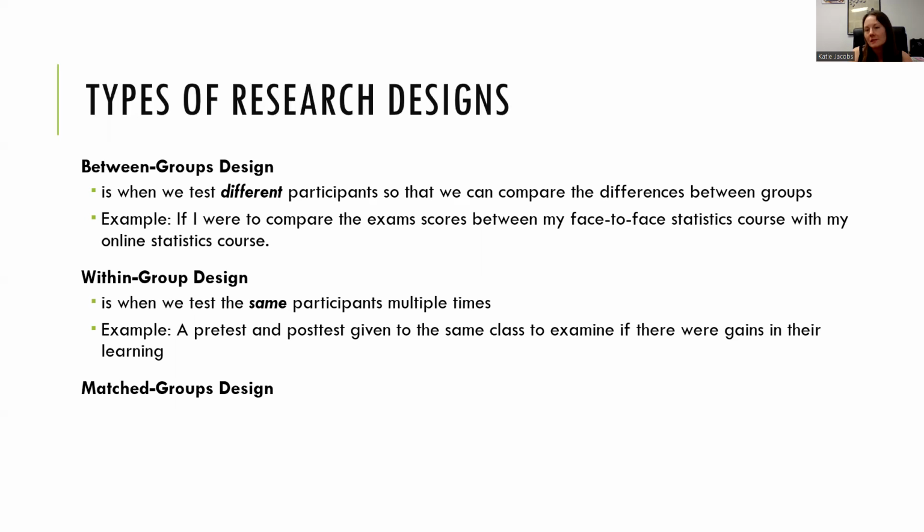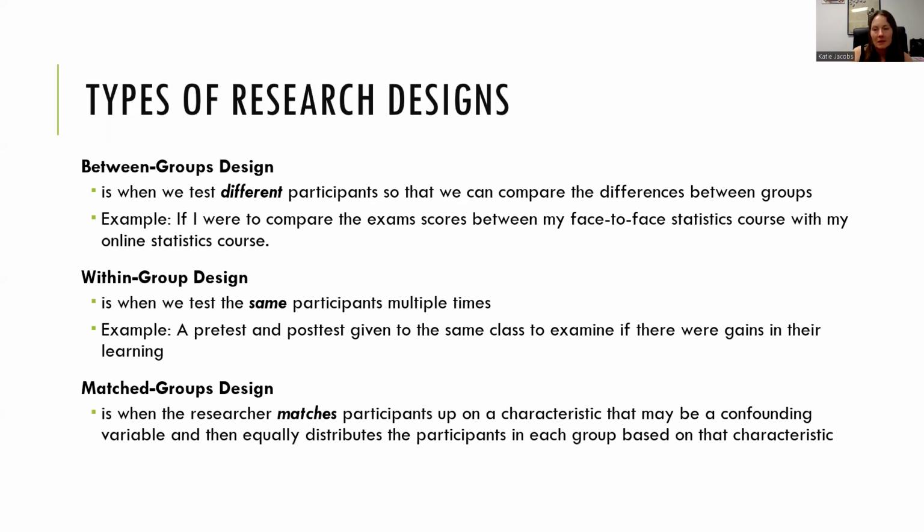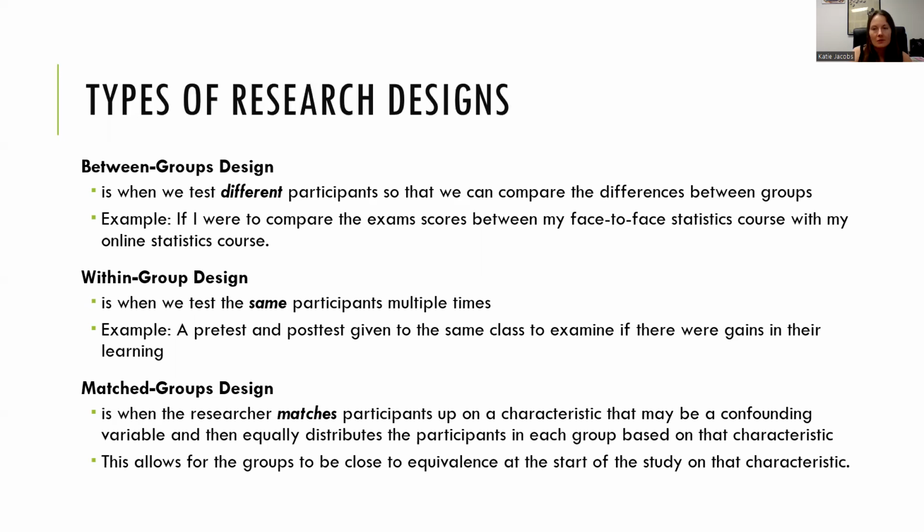So the matched group design, this is the trickier one, and we'll have more details on matched group design and matched subjects design on the next slide. But if we're going to do a small summary, this is when a researcher matches participants on a particular characteristic that may be a confounding variable, and then tries to equally distribute the participants in each group based off of that characteristic. So what this does, this allows groups to be close to equivalence at the start of the study on whatever characteristic that we're doing.